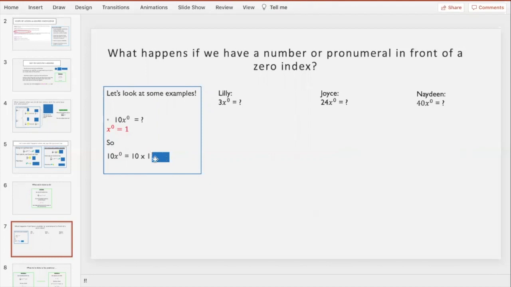10 multiplied by 1, and we all know that that equals 10. So now it's your turns. I've written you all one each for you to do, and you're welcome to annotate, or you can annotate by typing as well. Have a go.